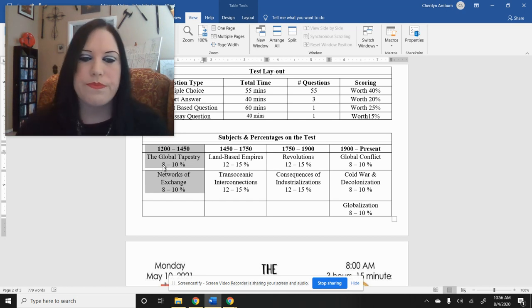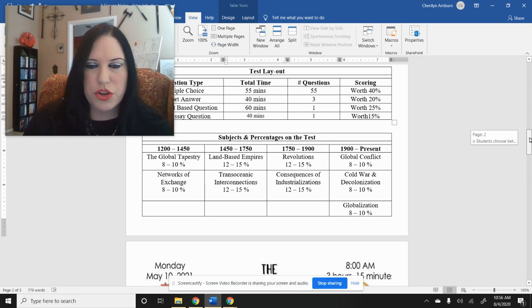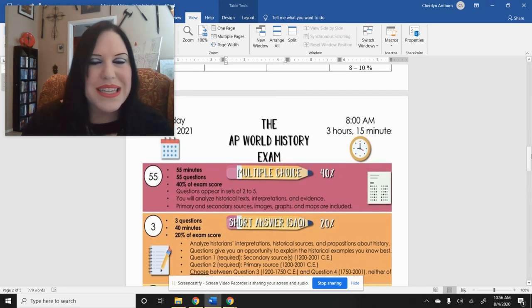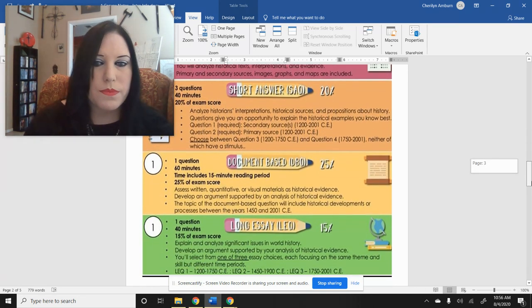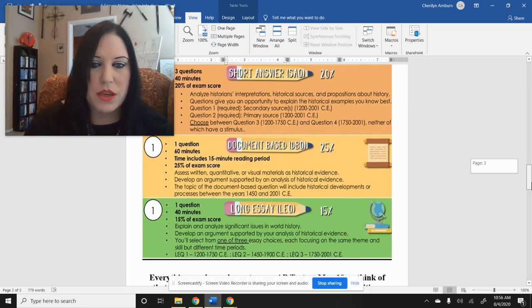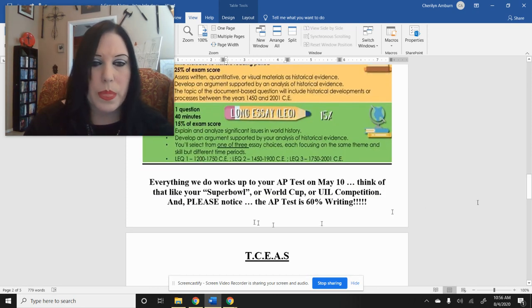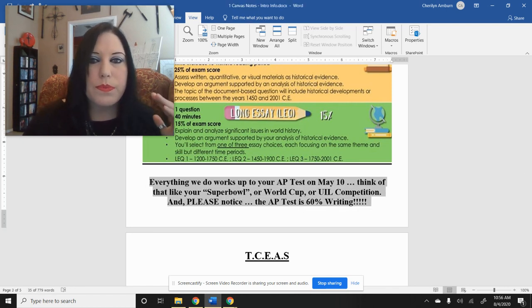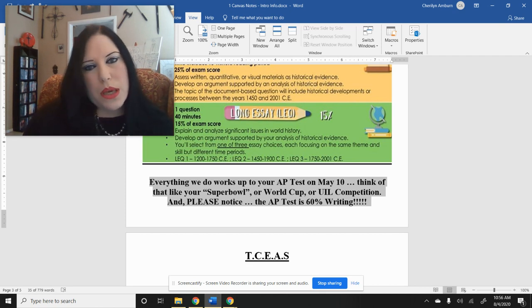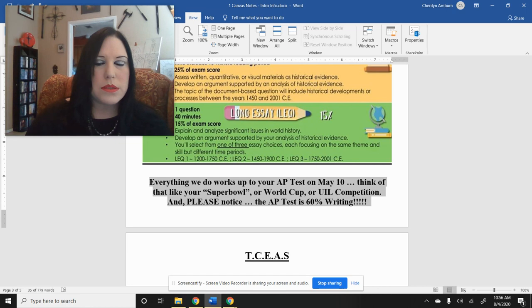Okay. This information right here, it's the exact same thing as what I just went over. Look, multiple choice, 55 minutes, 55 questions. All this, short answer, DBQ, long essay, it's all the same. Every single thing that we do in AP is leading up to that AP test.